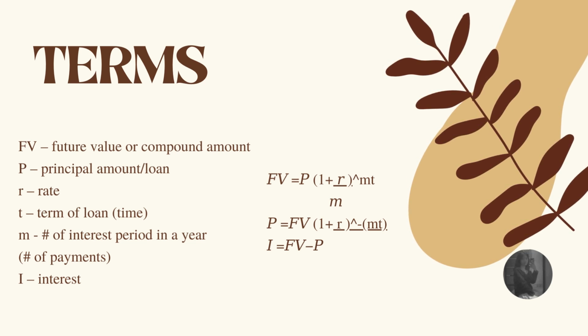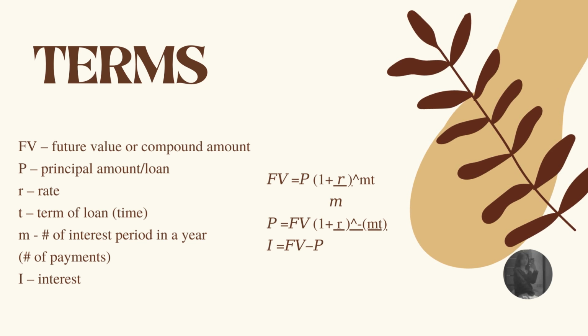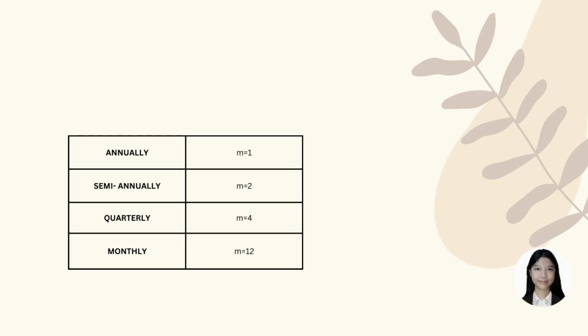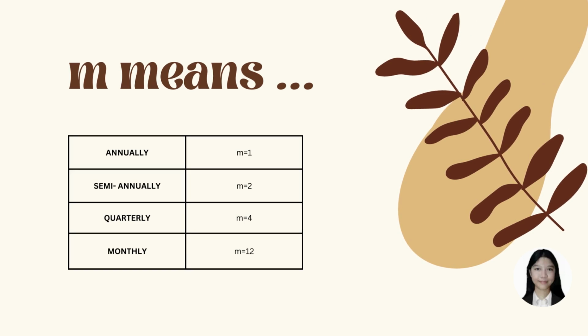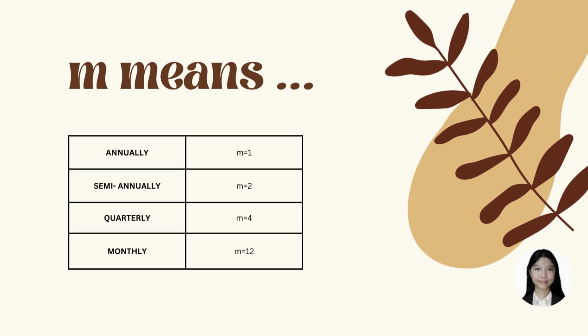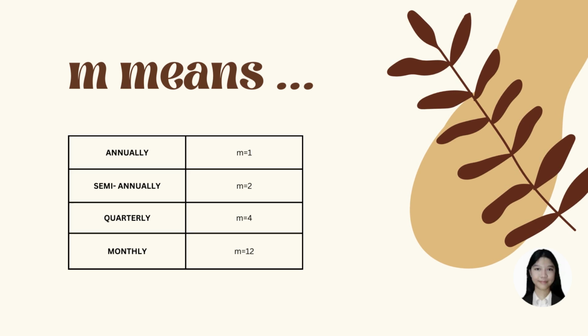So these are the terms used in compound interest. FV stands for future value or compound amount. P stands for principal amount or loan. R stands for rate. T stands for term of loan or time. M stands for number of interest periods in a year. I stands for interest. And when M means annually, M is equal to 1. Semi-annually, M is equal to 2. Quarterly, M is equal to 4.